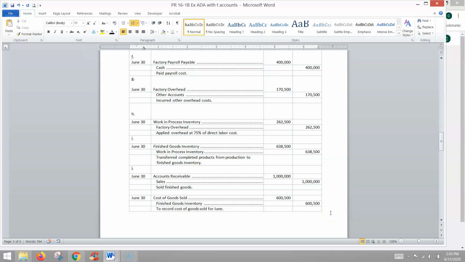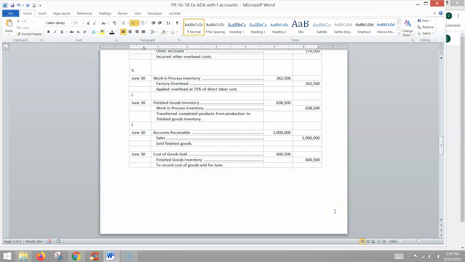When we sell the product, we have a sales journal entry, we have a cost journal entry. What we sell it for, we're going to credit sales, and in this case it was on account, so we're going to debit accounts receivable. The amount of the cost, we're going to debit cost of goods sold, we're going to credit finished goods inventory. So that's the end of this problem.